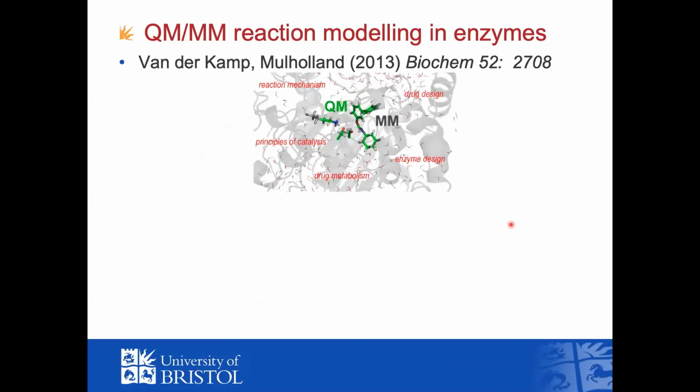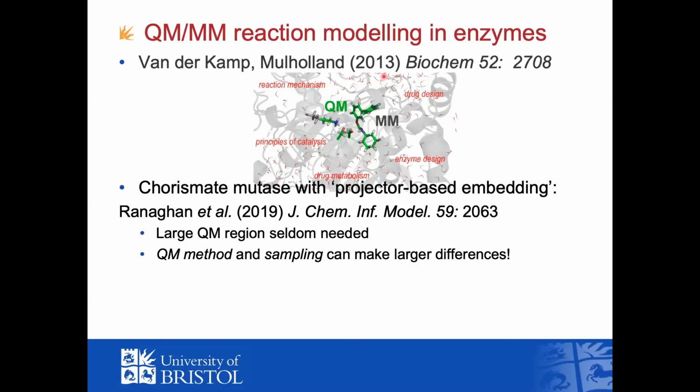Okay, so a brief advertisement for now quite an old review, but still I think a nice overview of the things that you've heard today, but also a bunch of applications at the time. There are many more recent works as well, and this paper is not a review, but it is chorismate mutase with a particular approach to get to higher level methods without breaking the computational bank, so to speak.